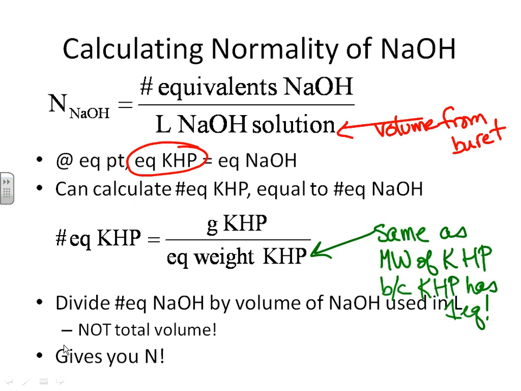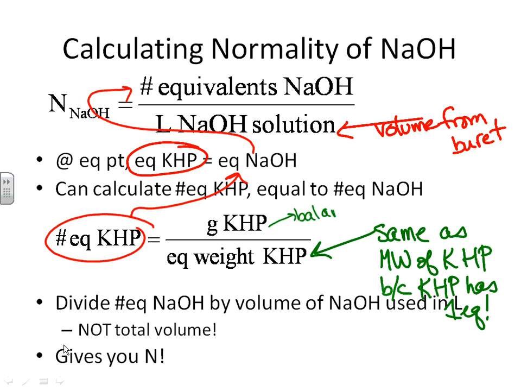Then we're just doing grams of KHP divided by equivalent weight. That gives us equivalents of KHP, which we know is equal to equivalents of NaOH, which we plug into our normality formula, divide by liters, and get normality. Now, grams of KHP, just a note, you will measure this on a balance. This is something that you're going to be determining in the lab.